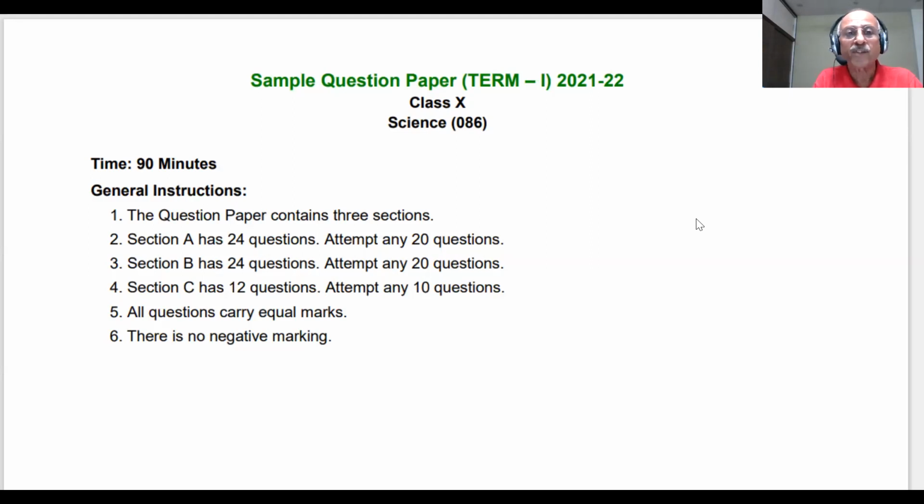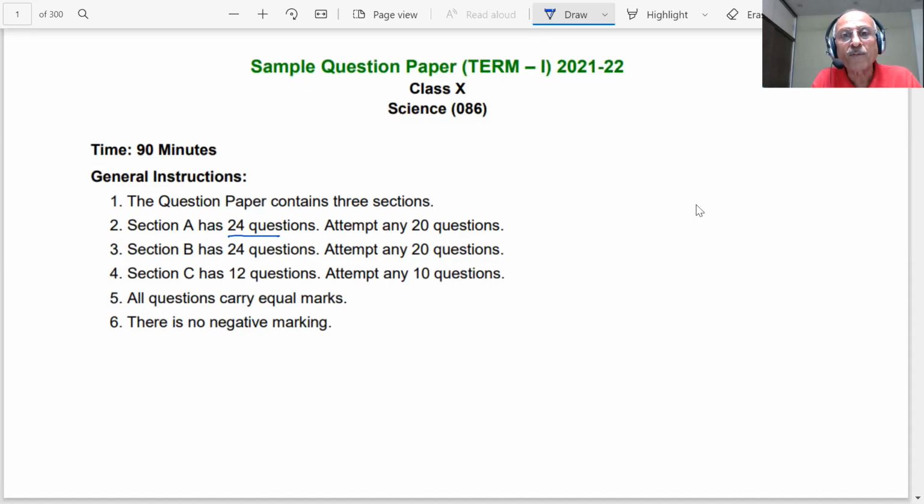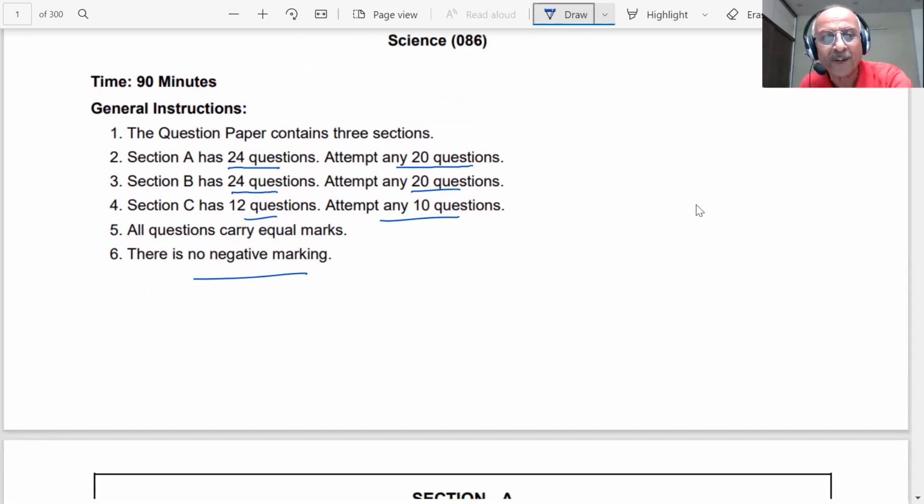According to the general instructions, the question paper contains three sections. Section A has 24 questions and you have to attempt any 20 questions. Section B has 24 questions, attempt any 20 questions. Section C has 12 questions and attempt any 10 questions. All questions carry equal marks. There is no negative marking, so if you don't know the answer, you can attempt because there is no negative marking.